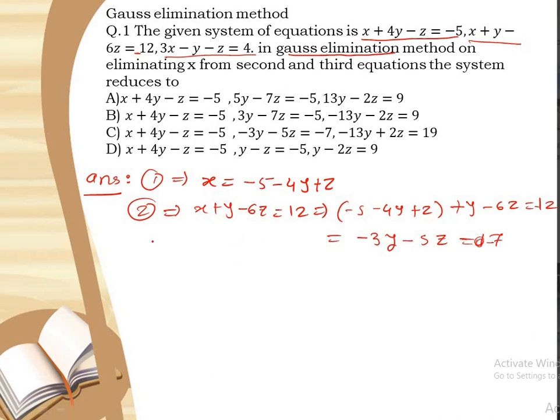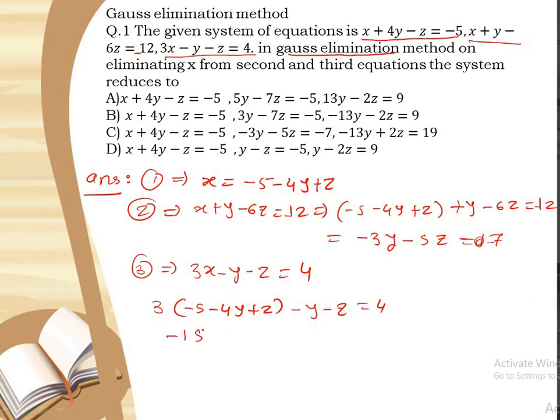And the next, the third equation, is 3x minus y minus z equal to 4. Put the value of x here. So 3 times the value of x is 3 times minus 5 minus 4y plus z, minus y minus z equal to 4. Now we simplify this equation, that is minus 15 minus 12y plus 3z minus y minus z equal to 4.